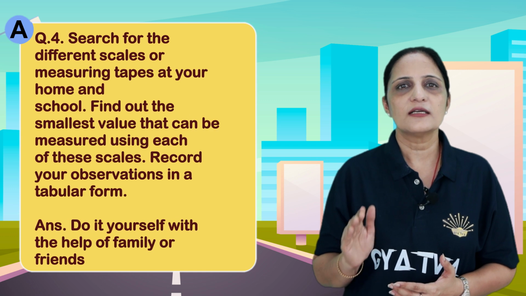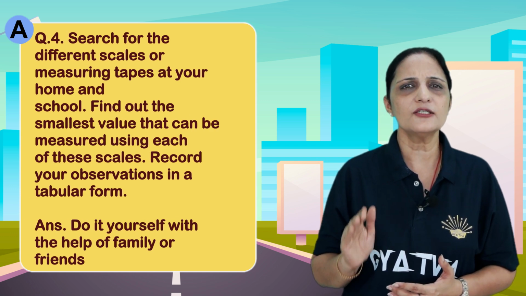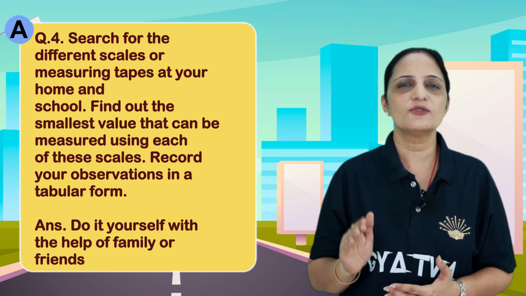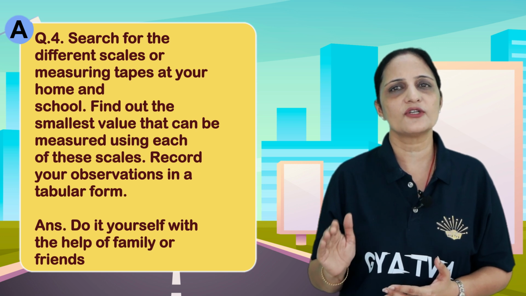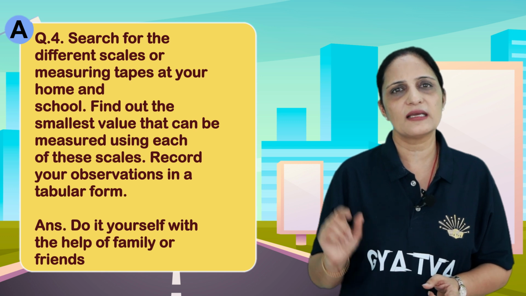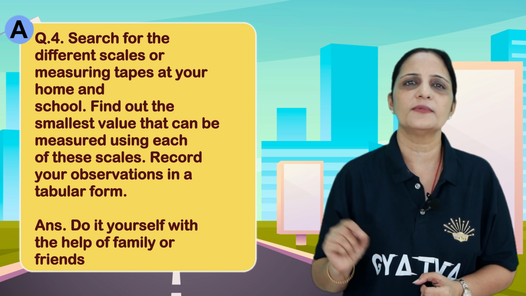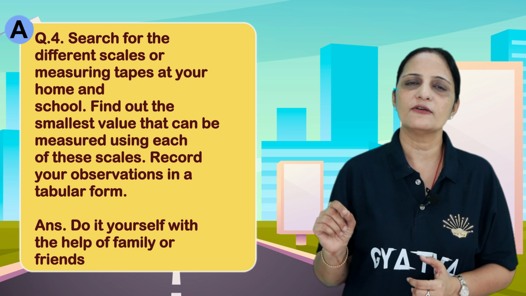Question number 4, search for the different scales or measuring tapes at your home and school and find out the smallest value that can be measured using each of these scales, and then you will be recording your observation in a tabular form. So scales लेंगे, different measuring tapes लेंगे और जो छोटी से छोटी वैल्यू आप उससे मेजर कर सकते हैं, एक tabular form में आप बनाएंगे. You can do this with the help of your family or friends.